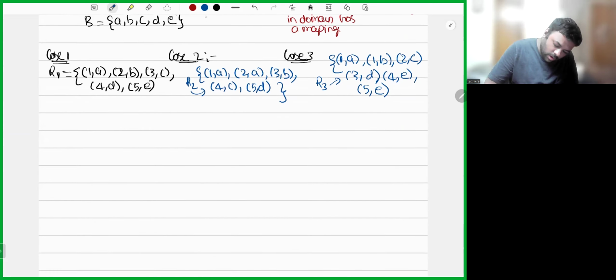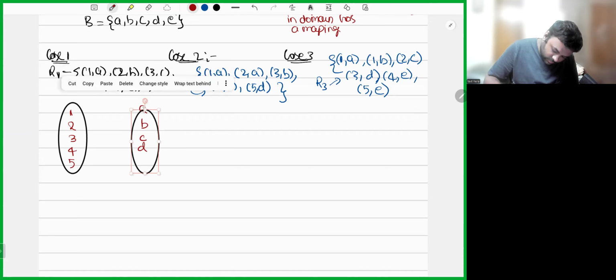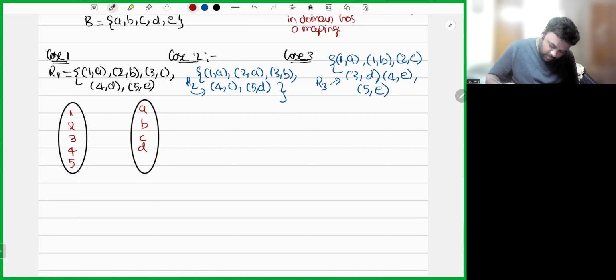I need to tell which relation is a function here. Now see, how will I solve this? First, let me draw the domain and codomain. 1, 2, 3, 4, 5. A, B, C, D, E.